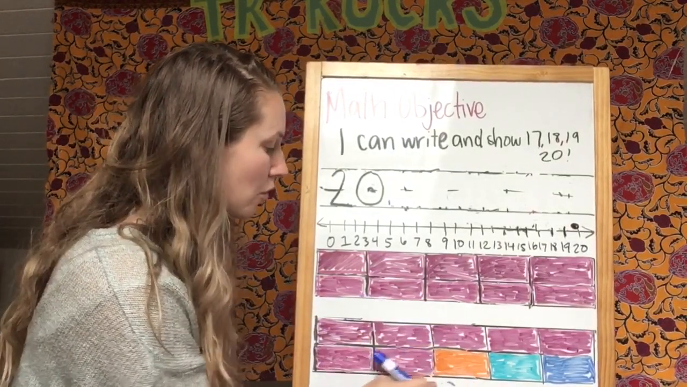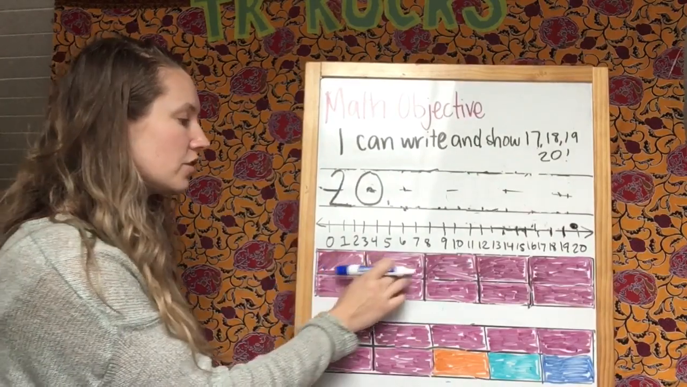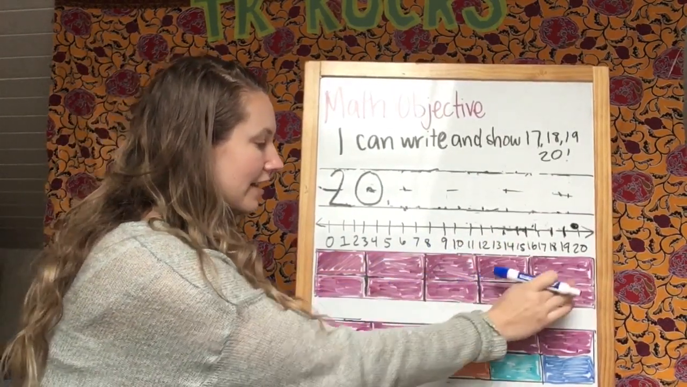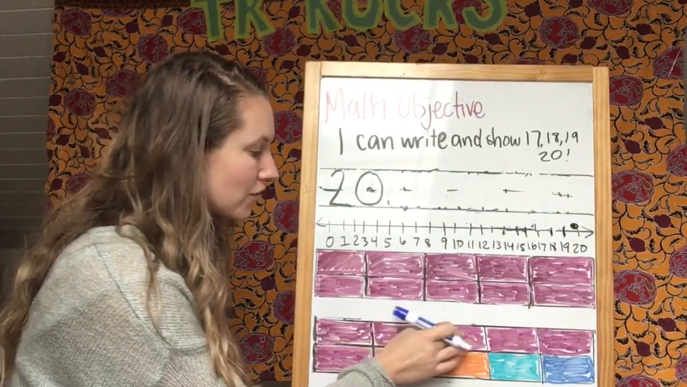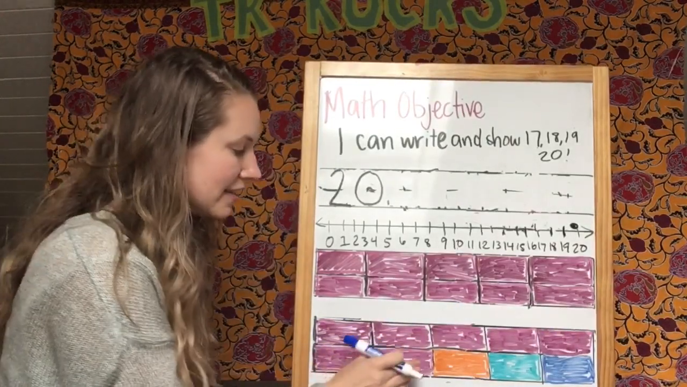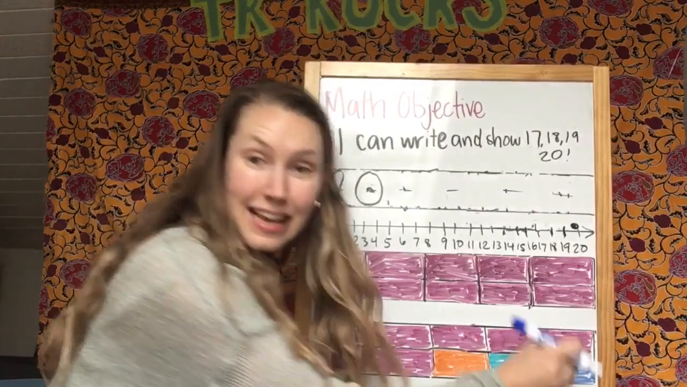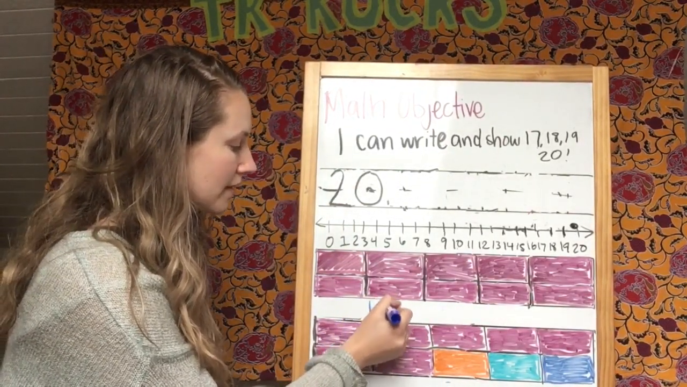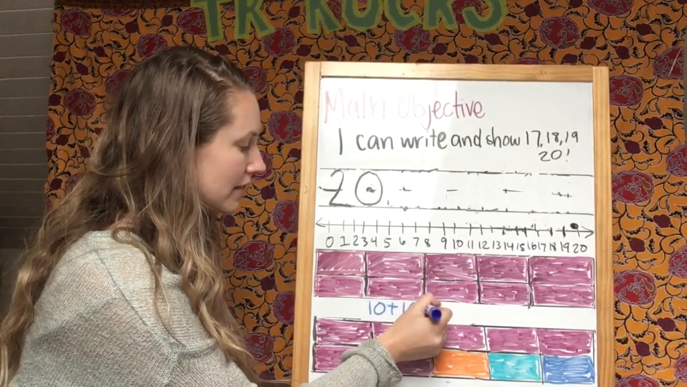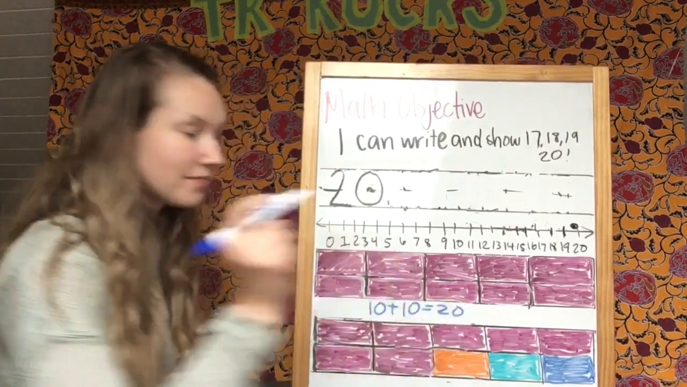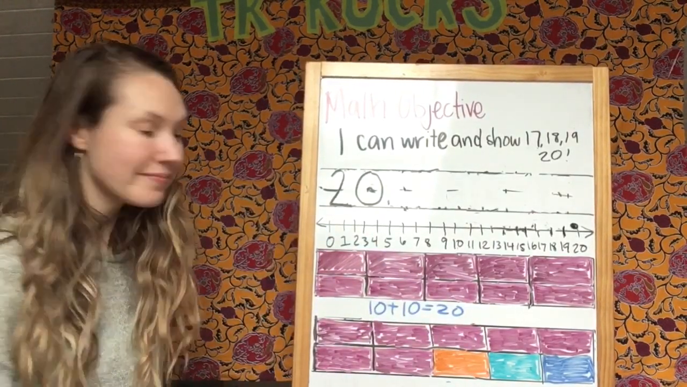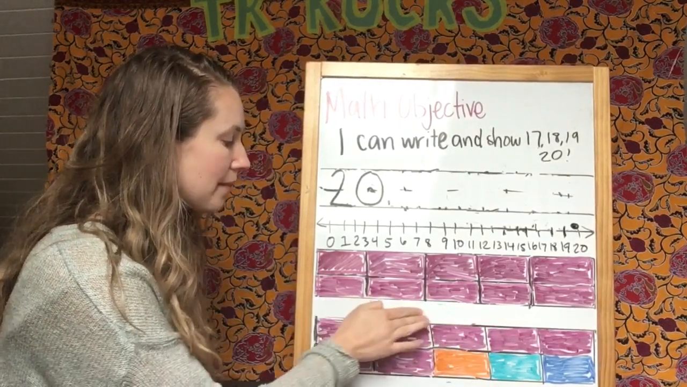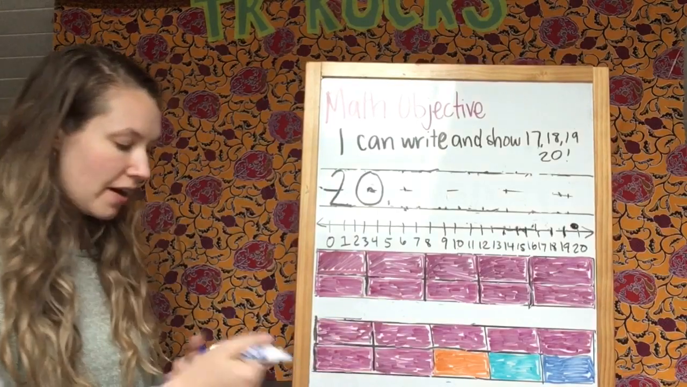Let's count and show that we're right. 1, 2, 3, 4, 5, 6, 7, 8, 9, 10, 11, 12, 13, 14, 15, 16, 17, 18, 19, 20. So we could also show that by saying 10 plus 10 equals 20. 10 and 10 is 20. So we added one more frame each time and made our numbers bigger.